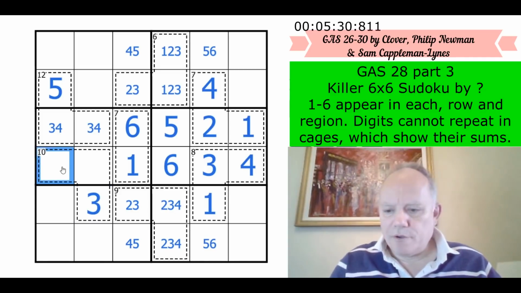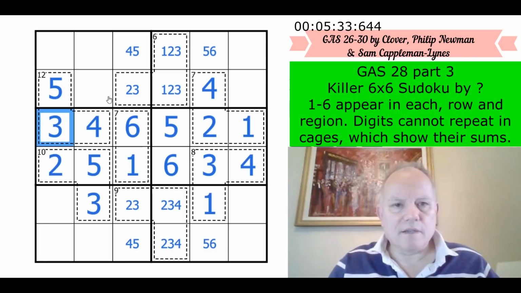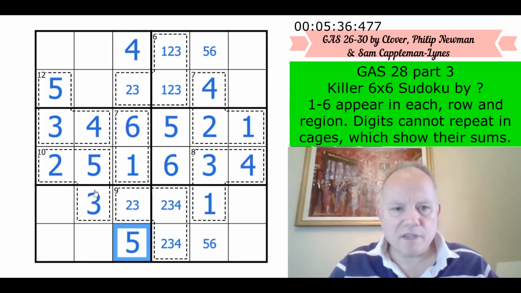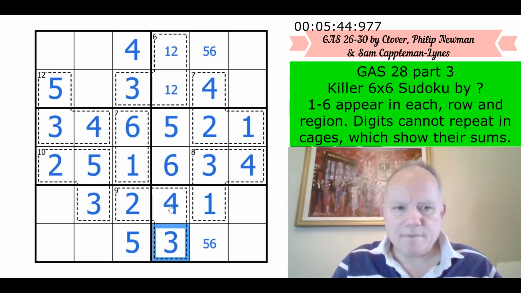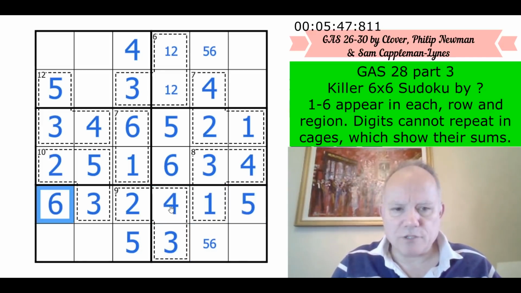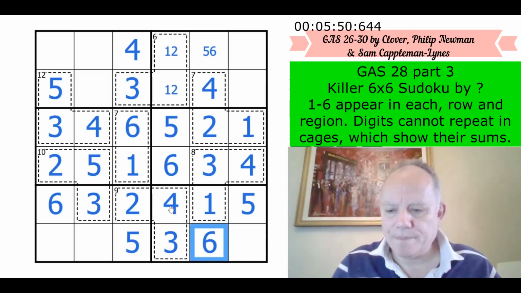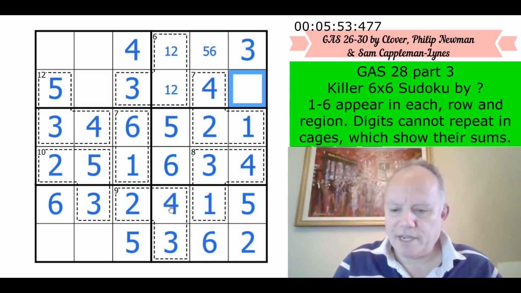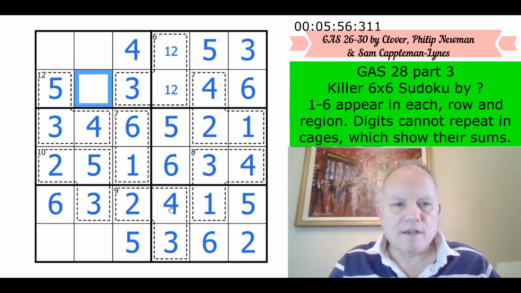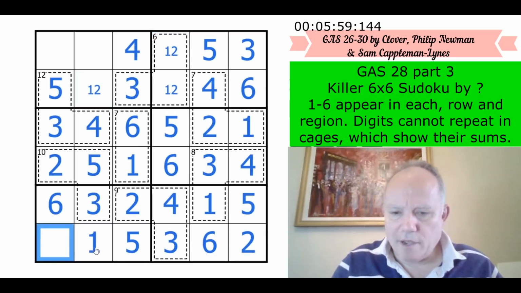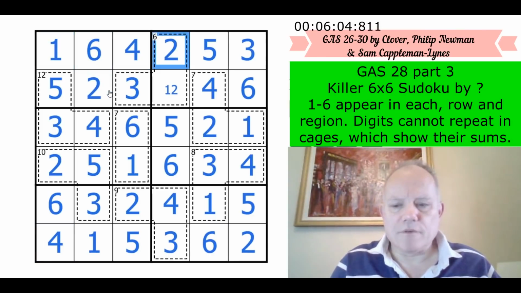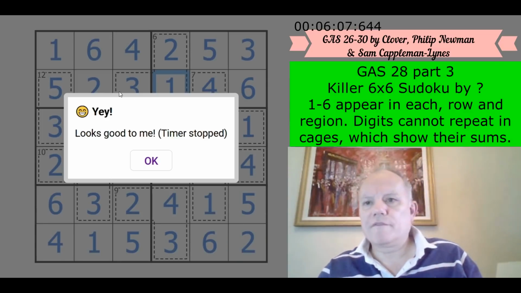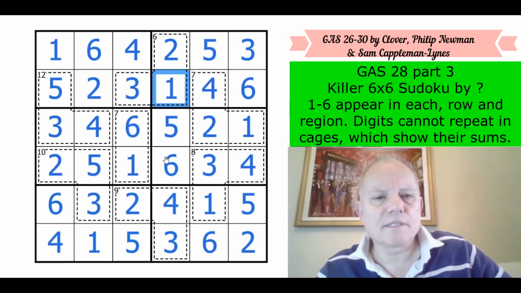That's a 3, 2 and 5 are done, 4 and 3 are done. Yes, 4, 5, that's a 2, that's a 3. What a beautiful puzzle again. I mean, these guys are something special with what they come up with here. They really are. 6, 2, 3, 6, 5. Oh, I don't know what that is, 1 or 2. I know now that it's a 2. That is beautiful.